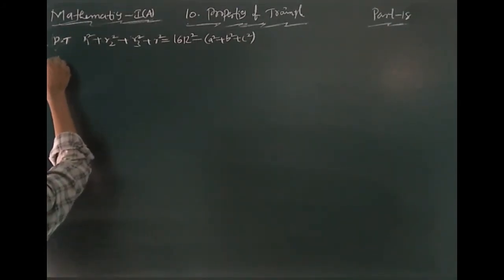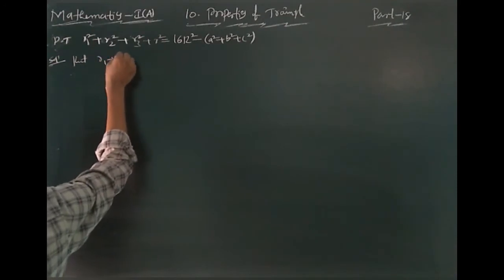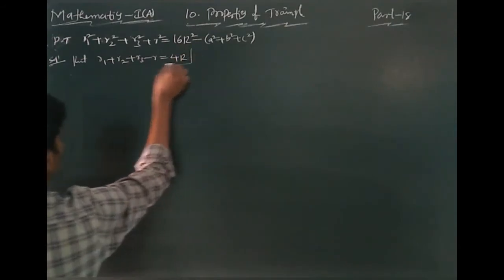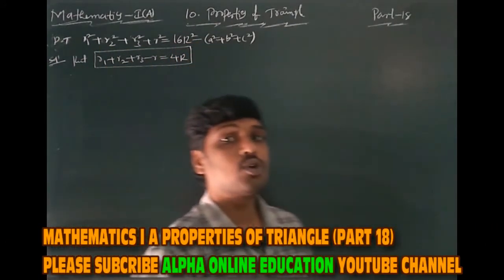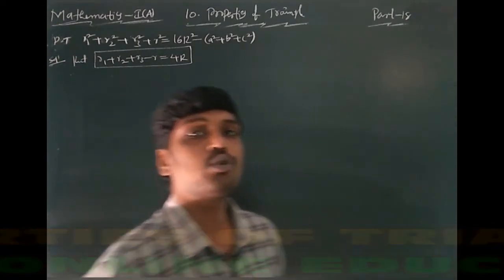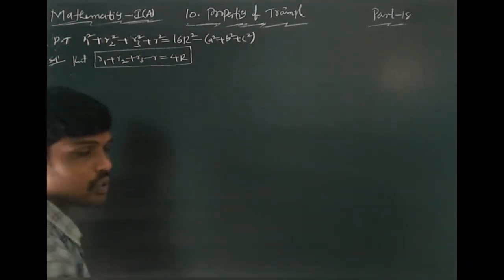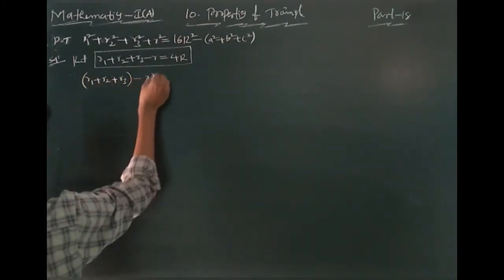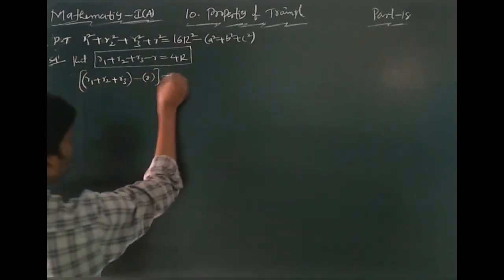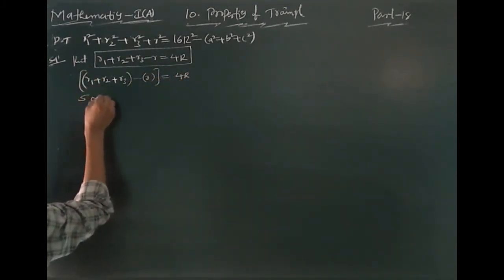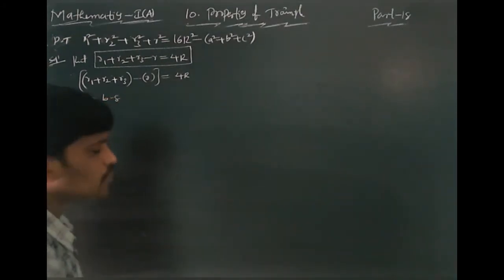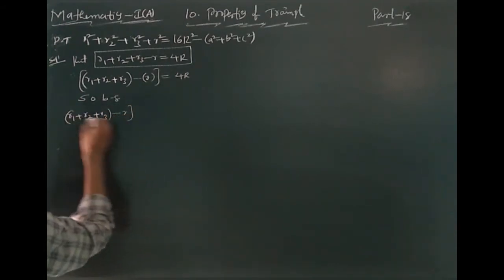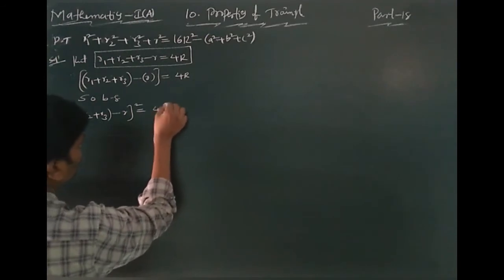First of all, solution. First you have to take r1 plus r2 plus r3 minus r equals 4R. This is one rule, which was also explained in the previous part. You have to take this rule first. In this rule, r1 plus r2 plus r3 is one term, minus r is another term, equal to 4R. Squaring on both sides, you get (r1 plus r2 plus r3 minus r) whole square is equal to (4R) whole square.